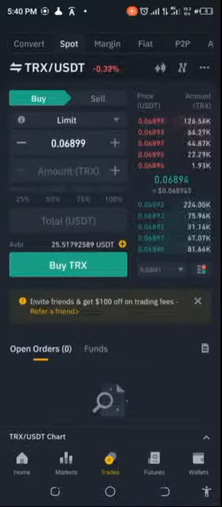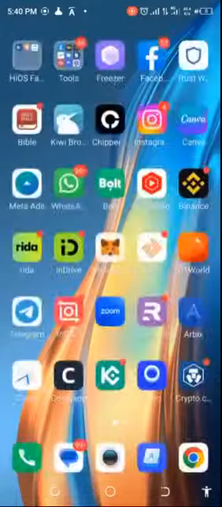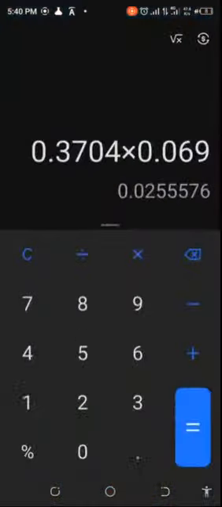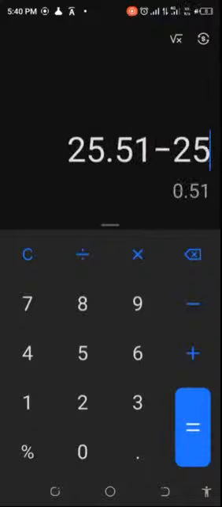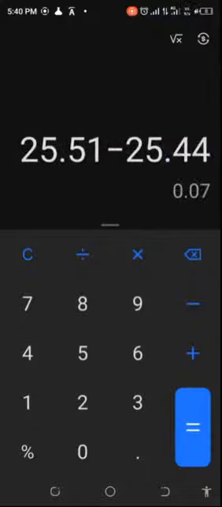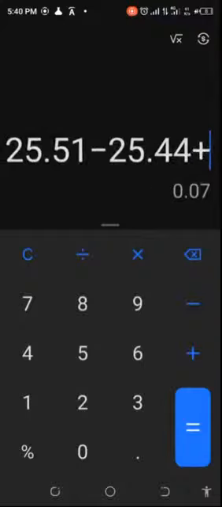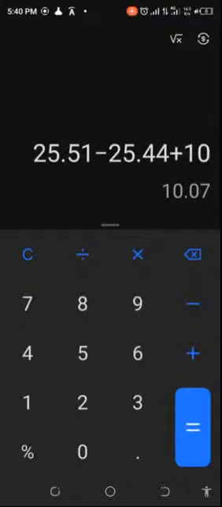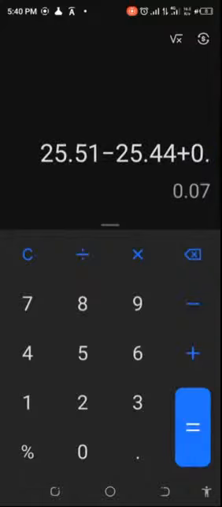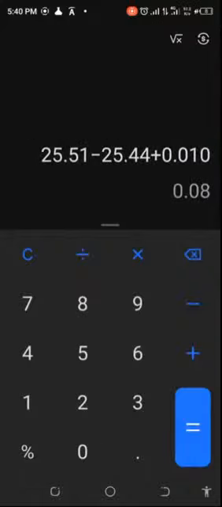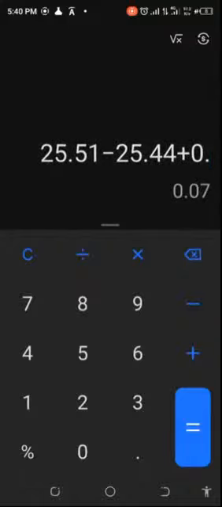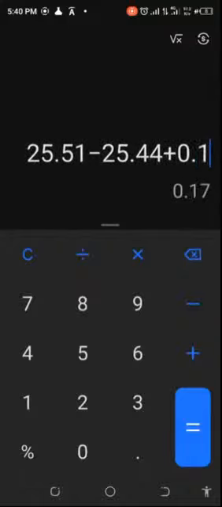So what was our profit supposed to have been? Let's check that again. That would have been 25.51 minus 25.44. So this is 7 cents, right? So we will now include plus 10 cents. No, that's not it. It would have been 17 cents, right?